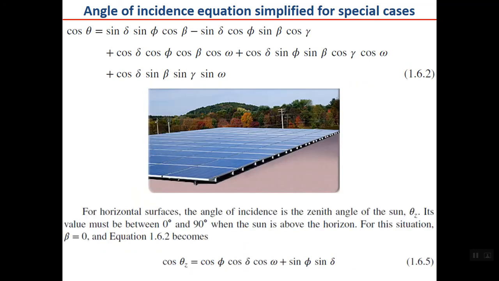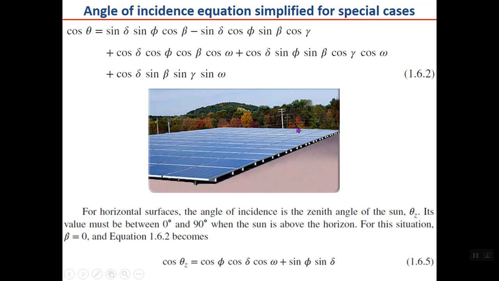The other special case is when the surface is horizontal. For a horizontal surface, beta will be 0, and again you can have some simplification. For example, this will be 0, or this will be 1, and the others. And for this special situation, as you may remember, when the surface is horizontal, theta will be equal to theta z. You may remember that theta z was the zenith angle. In this special case, you can substitute theta z instead of theta. It has some application, as you can see later.